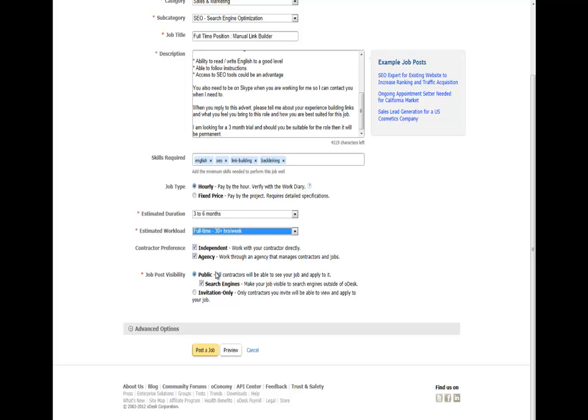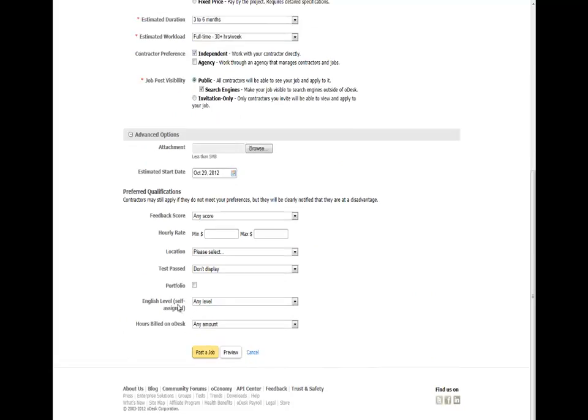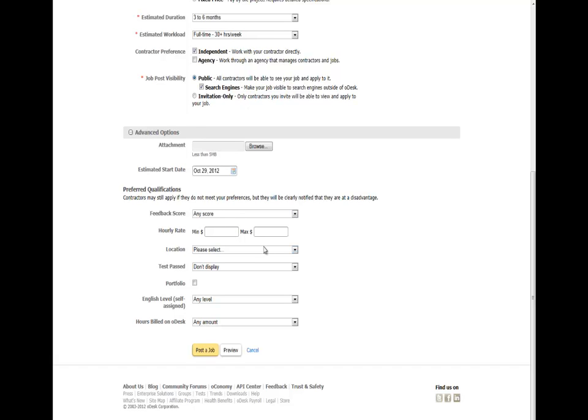Full time. And then over here you can choose, do you want it independent or do you want to go through agencies? I would tend to uncheck the agencies because you will get hammered by people applying otherwise. You can change it to invitation only. So if you found a contractor, you worked with them before and you want to invite them, then you can click that. Advanced options, again, you can put some instructions, or you can specify rates, tests, locations, and so on here.